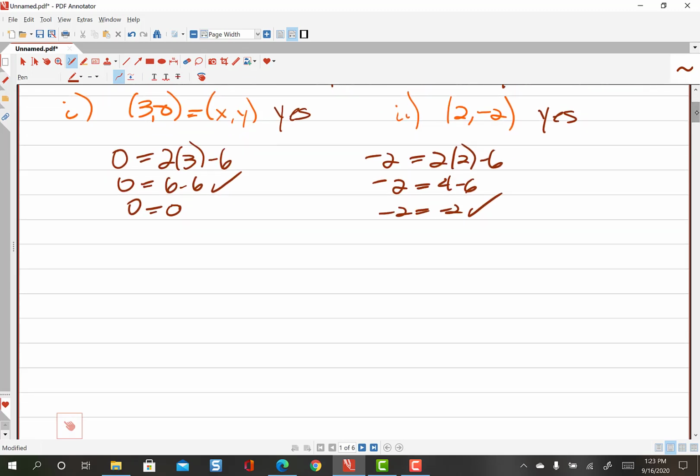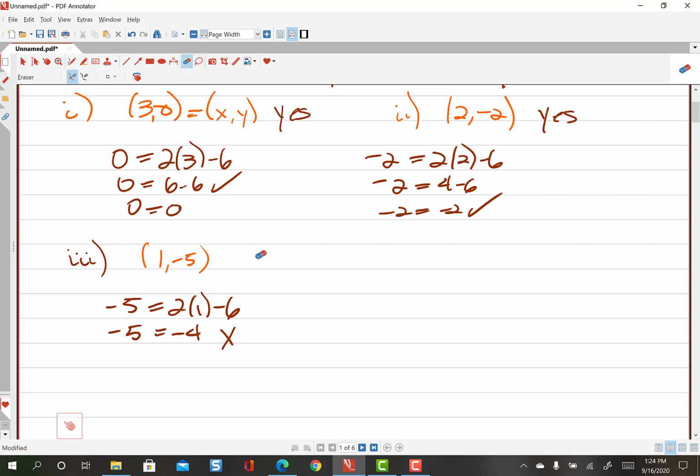Now let's try one more here. I know this is kind of boring, but it is what it is. Let's say the ordered pair we're given is 1, negative 5. So I'm going to let y equal negative 5. I have 2 times 1 minus 6. So this is negative 5 is equal to negative 4. So this ordered pair does not satisfy this equation.